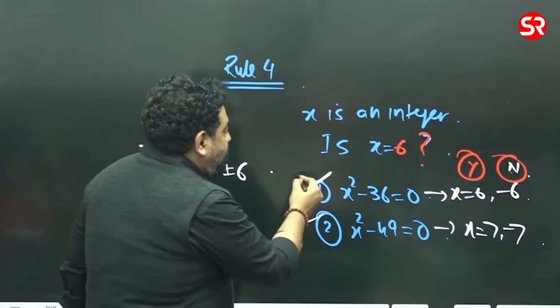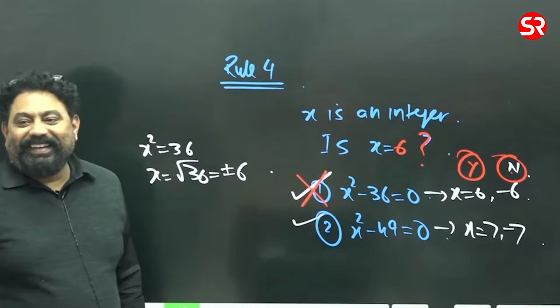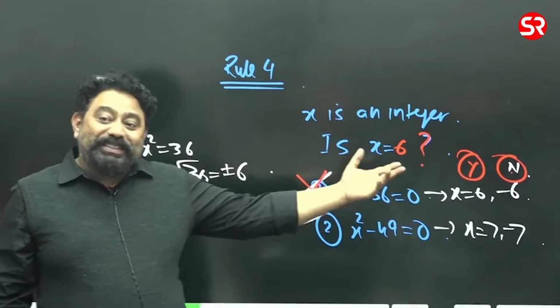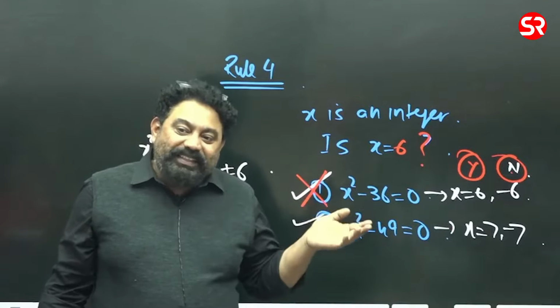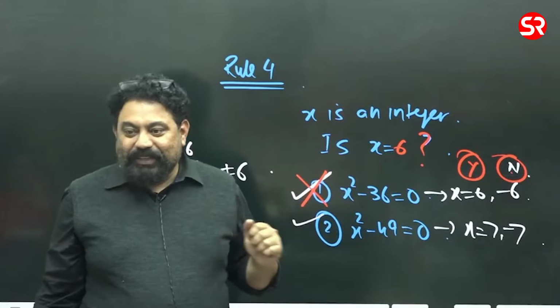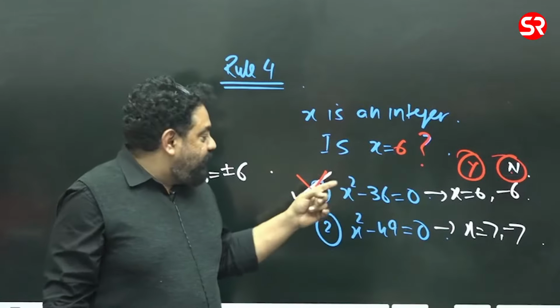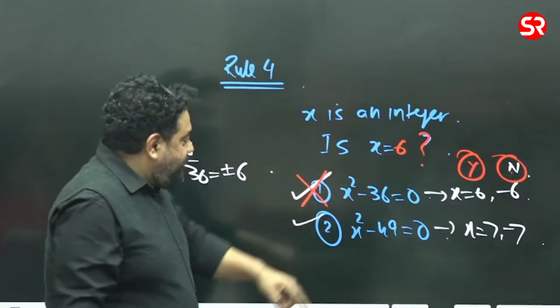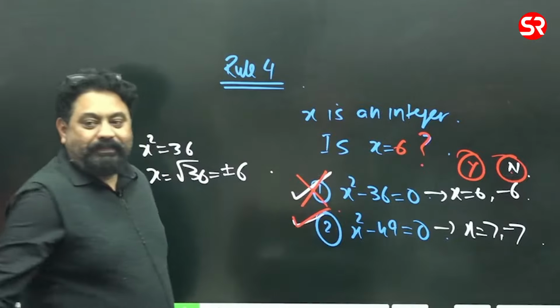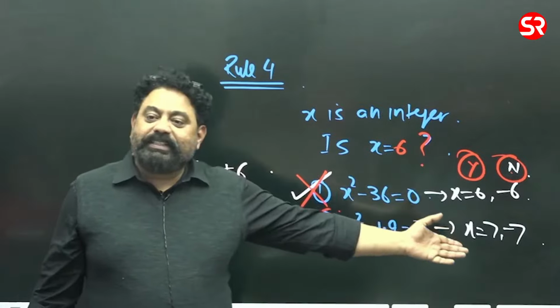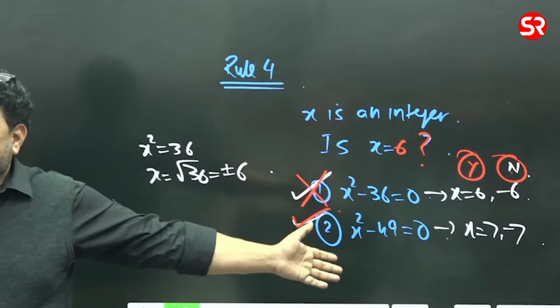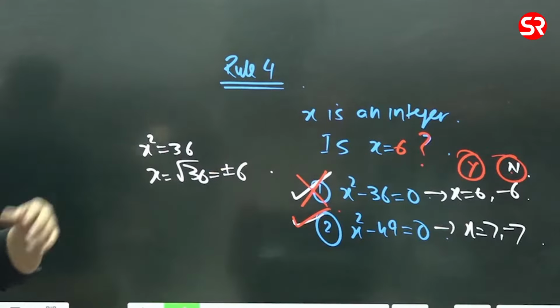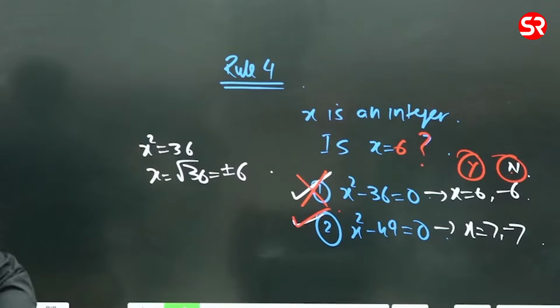So the first is not giving you an answer now, because it is giving you two answers, either yes or no. Answer has to be only yes or only no. So now if I say x is equal to 6, the first is not giving you an answer and the second again gives you an answer, because x is equal to 7 or minus 7. Now you say no, x is not equal to 6. So now in this case the answer is 1. That is the beauty of data sufficiency. That is the reason we call it a killer.